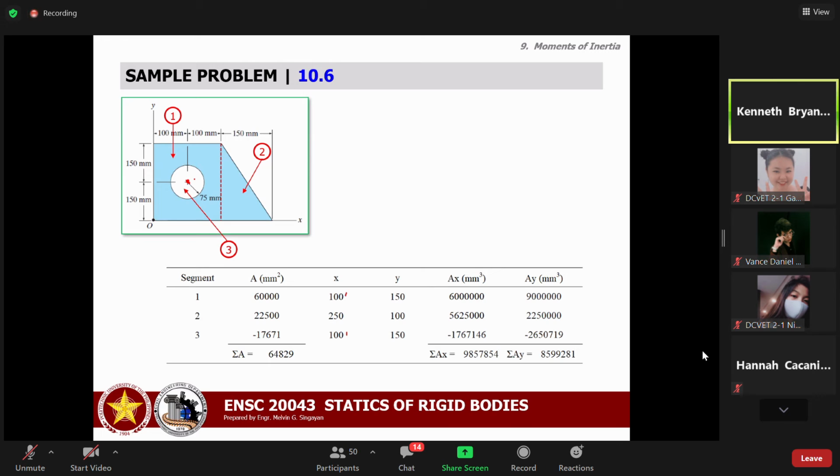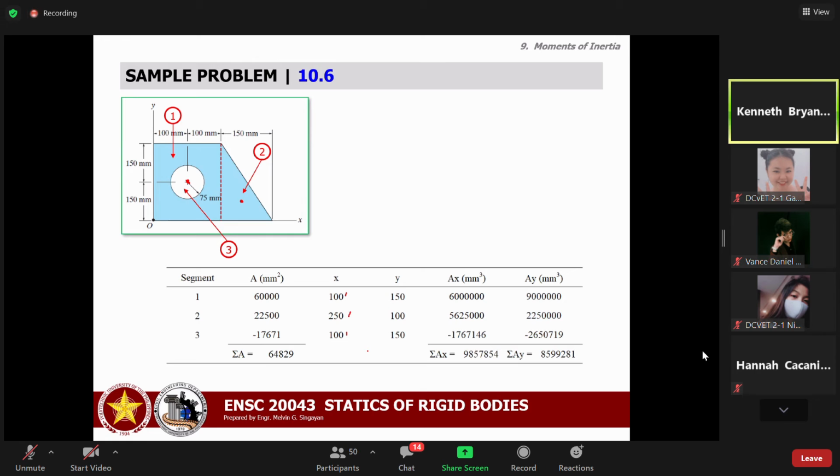Okay? Then yung for the second, the centroid is somewhere here. This distance is what? 1/3 of the base. Okay? Sabihin, 1/3 of 150. The distance should be from the origin. So you need to add this distance, which is 200. Kaya 250 to them. Okay?